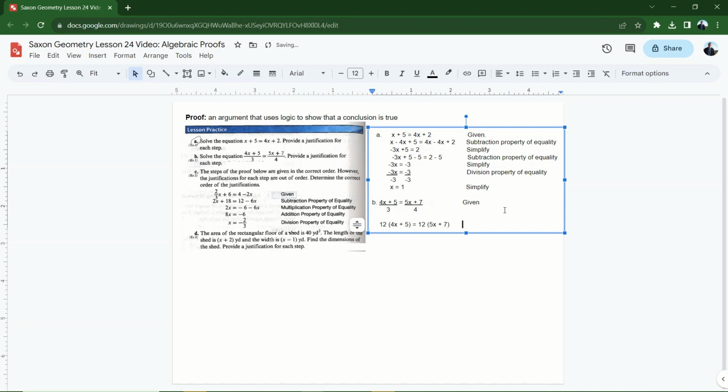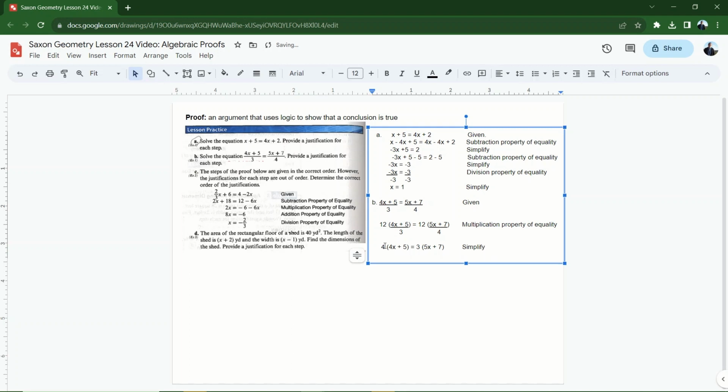This is going to be the multiplication property of equality, which says I can multiply both sides of an equation by the same thing. Next thing I can do is simplify. The simplification step is going to be, so 12 over 3 is 4. So I'm going to be left with 4 times (4x plus 5). I simplified the 12 over 3. 12 over 4 is 3 times (5x plus 7). That is a simplify step.